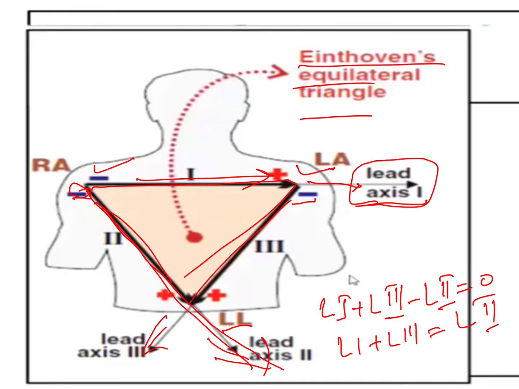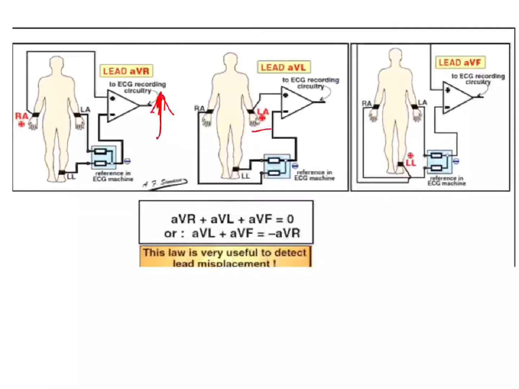The lead which is placed on the right leg is usually a neutral electrode, and it has no deflection. Coming to the augmented leads, we categorize them as AVL, AVR, and AVF. Augmented leads are usually used to increase or enhance the action potential across the limb leads. Here the electrical activity gets augmented, enhanced.